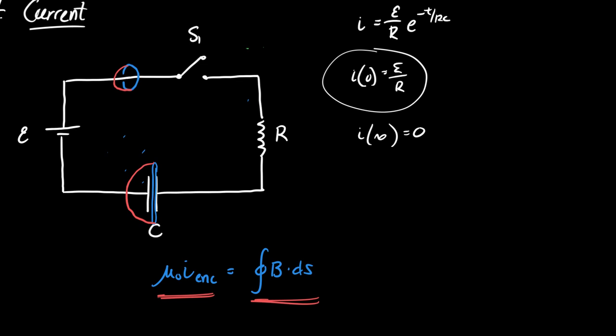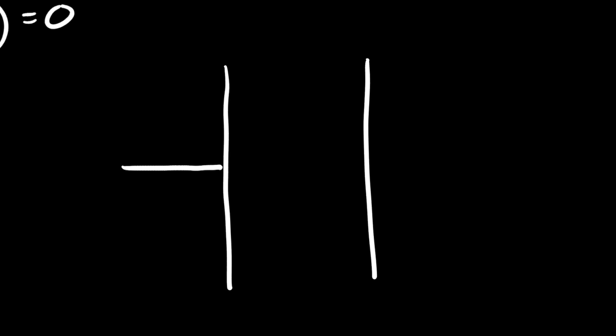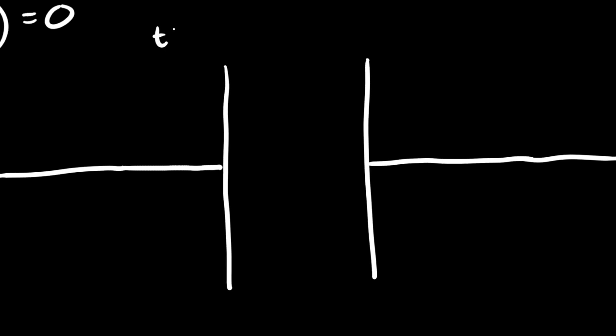And I know that I'm not making this perfectly clear, but let's just zoom in for a moment on the capacitor plates themselves. So imagine we're just looking at the capacitor plates themselves. At time equals 0, what's the charge on the plates? 0. What's the electric field between the plates at time equals 0? 0.